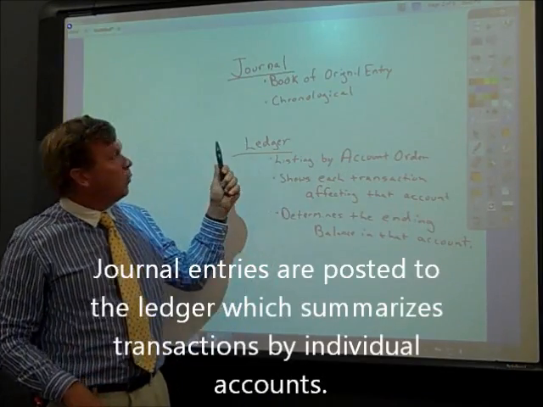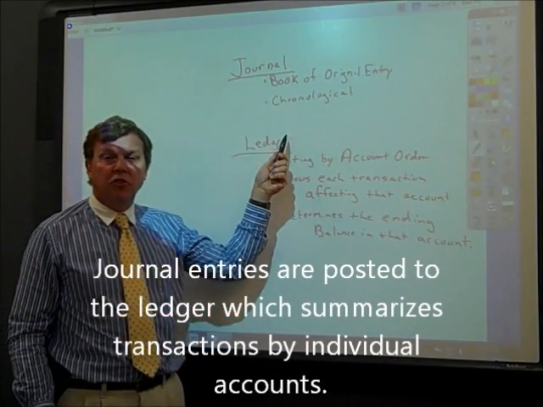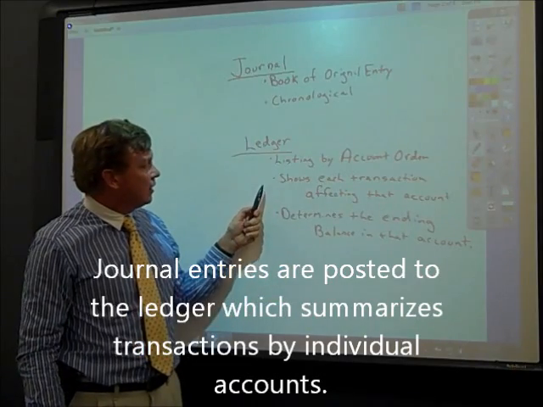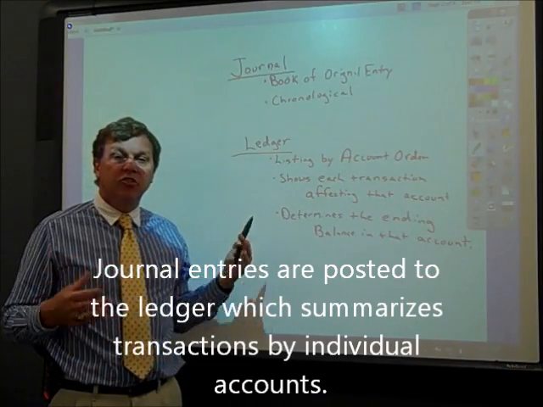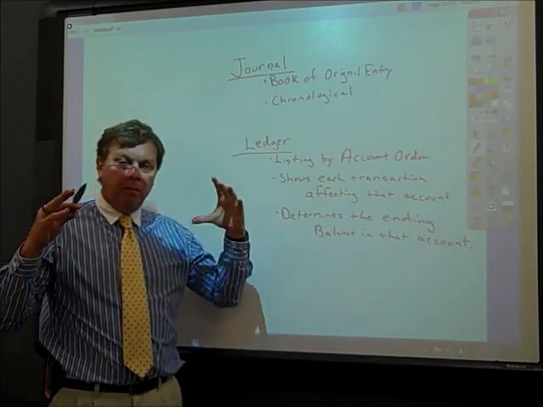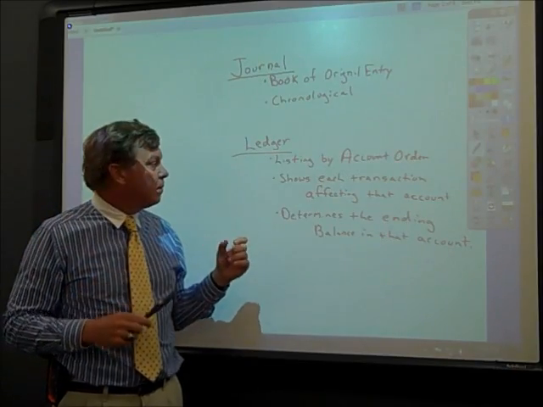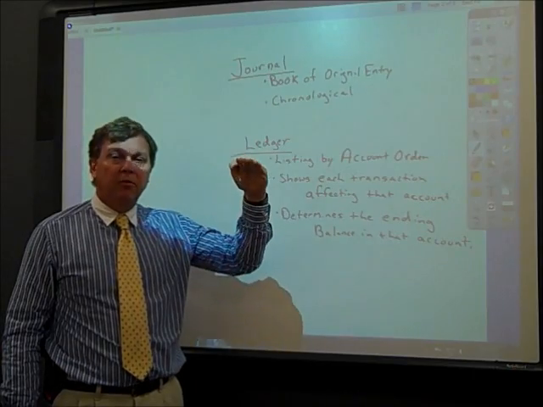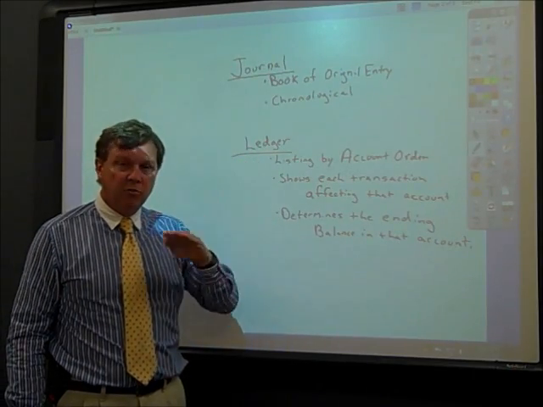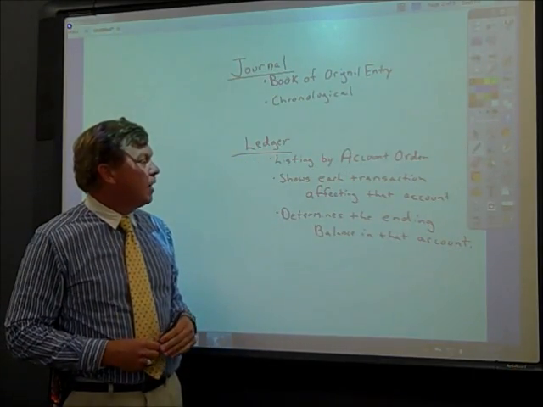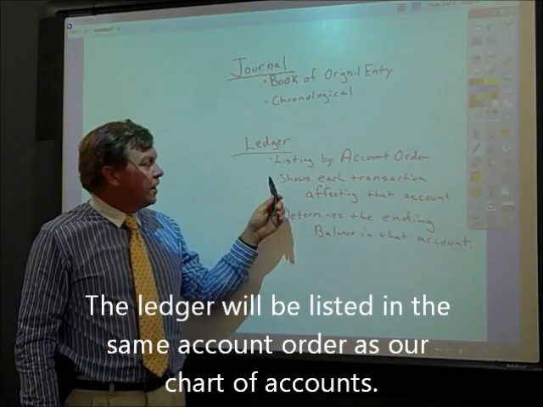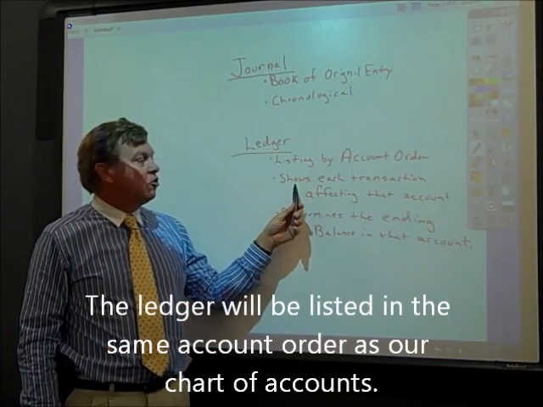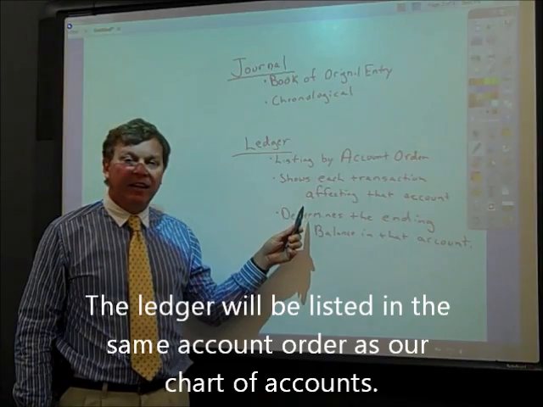So what we do is after we record things in the journal, we periodically post them to the ledger. And a ledger is taking all the accounts from our chart of accounts and listing them in account number order. So again, our assets are going to be first, then the liability accounts would be next, and equity, and so on. And within those accounts, it's going to show each transaction affecting that account.